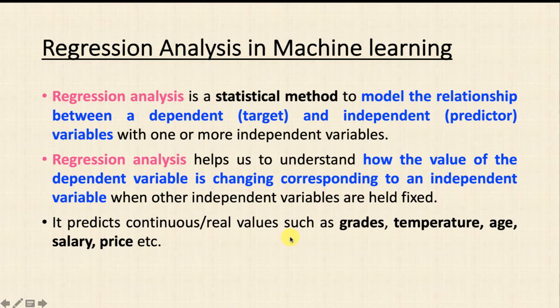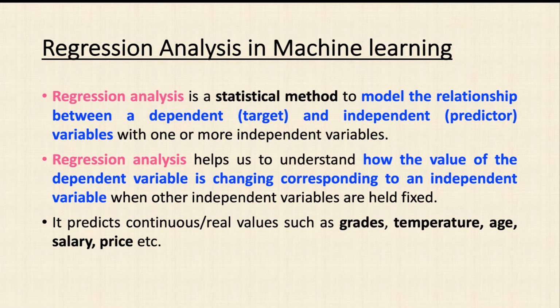Okay, hello everyone. My name is Dr. Kunal Patel, and today in this session we are going to learn about regression analysis in machine learning, right? In my previous videos, we discussed many introductory things about machine learning. But from today, we are going to start the algorithms. So first of all, we are starting with regression analysis.